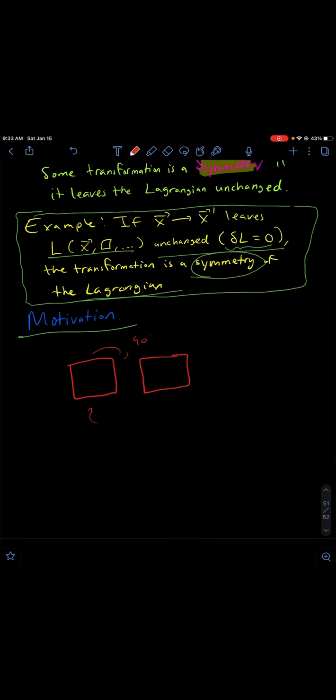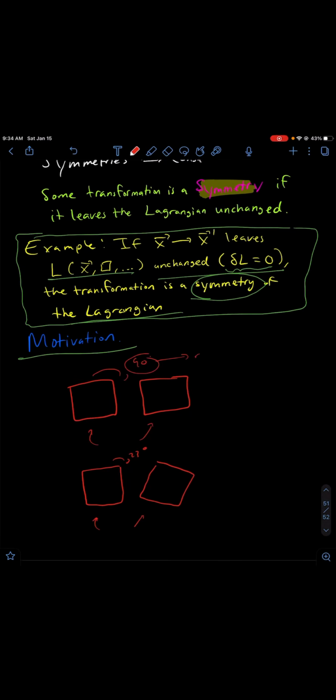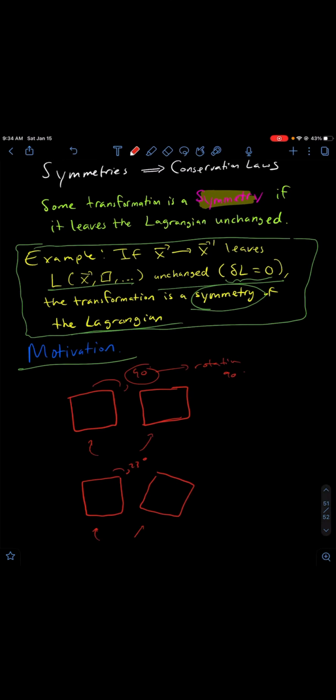Well, these aren't perfect squares. They're rectangles, right? But pretend that it is a perfect square. If we were to rotate it by 90 degrees, the square looks the same. However, if we were to rotate it by, say, 23 degrees, the square will look different. You can tell it apart from if it wasn't rotated. So this rotation of 90 degrees leaves the square unchanged, so we see that the square has a rotational symmetry about 90 degrees. That's what motivates us calling this a symmetry.